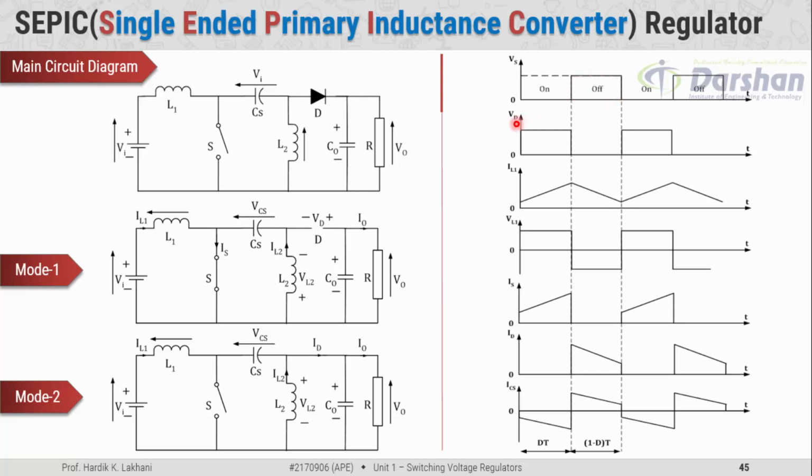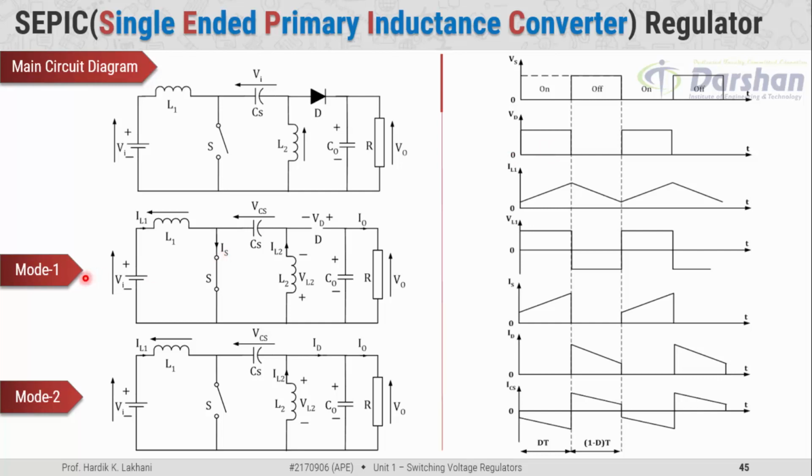So the first parameter is VD, the voltage across the diode when the switch is in the on state condition. So let us refer to mode 1. In mode 1 the switch is in the on state, at that time the diode is in the off state. So this positive terminal of the diode is connected to the positive terminal of the output voltage. So the voltage across the diode during the first interval when the switch is on is equal to V output.